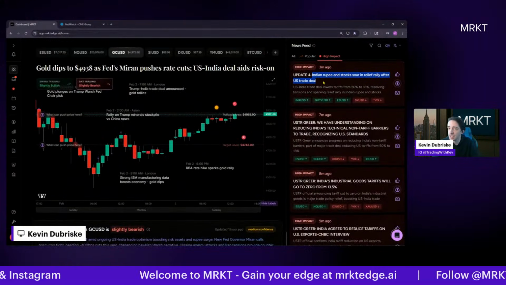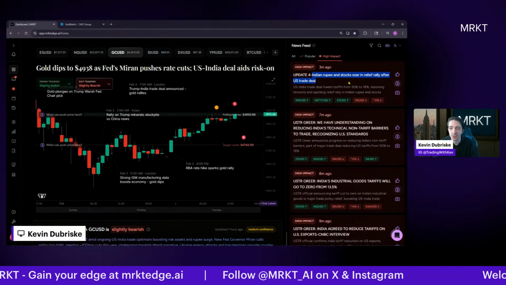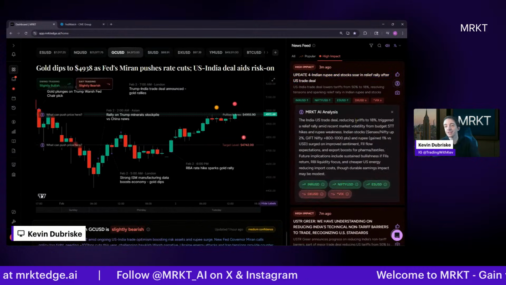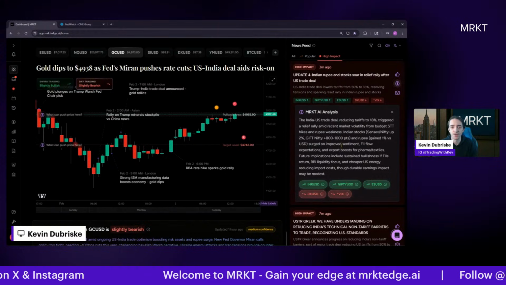We had one more headline: Indian rupee and stocks soar in relief rally after U.S. trade deal. So guys, I'm going to leave you on that. This is our last headline that shows us some optimism into the markets. We'll be looking for longs today.